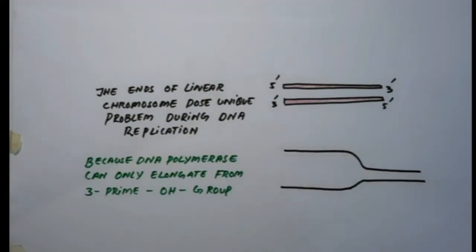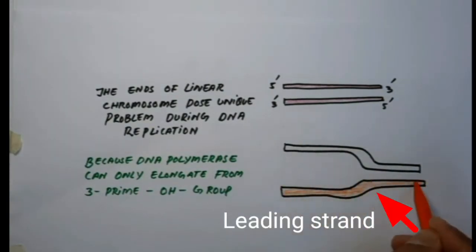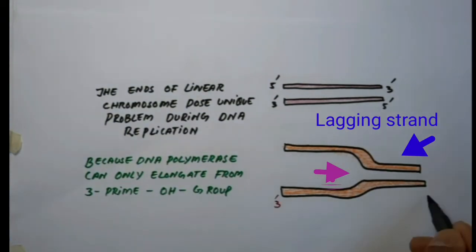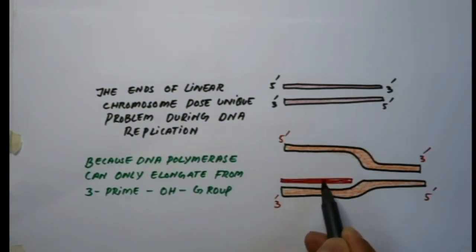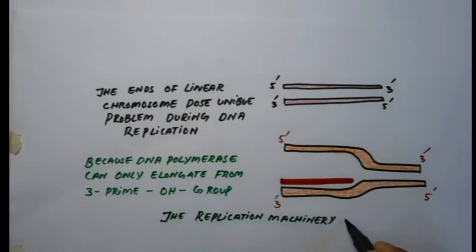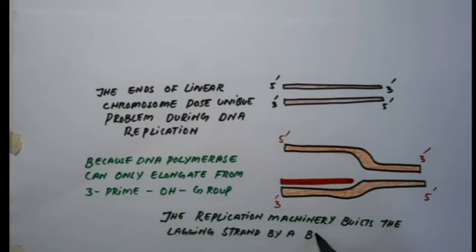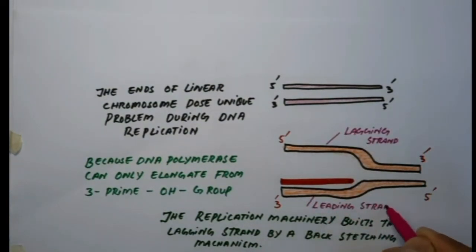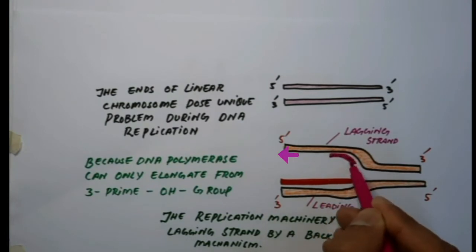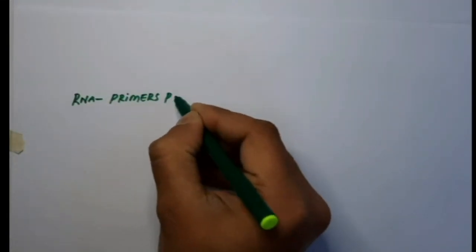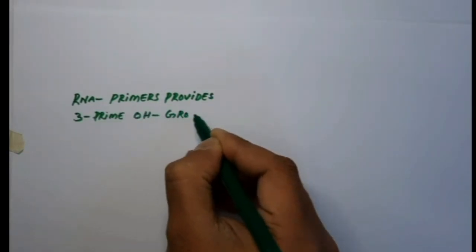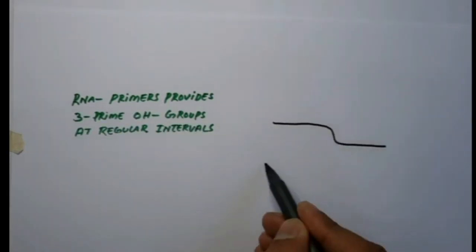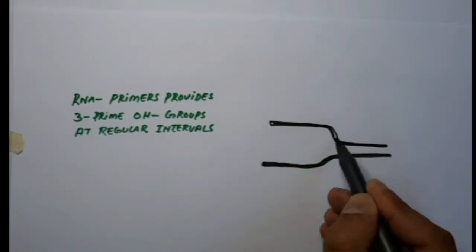Within each fork, one DNA strand, called the leading strand, is replicated continuously in the same direction as the moving fork, while the other, the lagging strand, is replicated in the opposite direction. The replication machinery builds the lagging strand by a backstitching mechanism. RNA primer provides 3' hydroxyl groups at regular intervals along the lagging strand, as shown in the diagram.